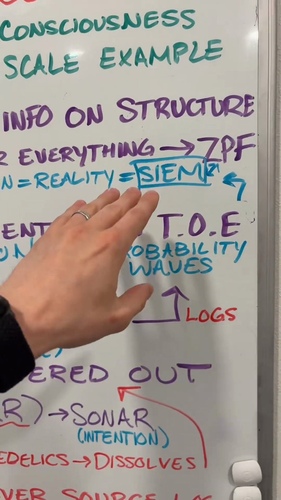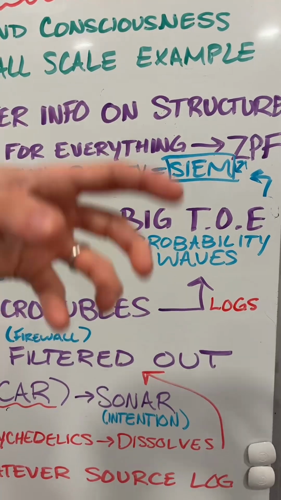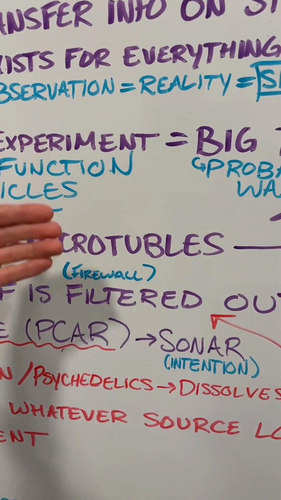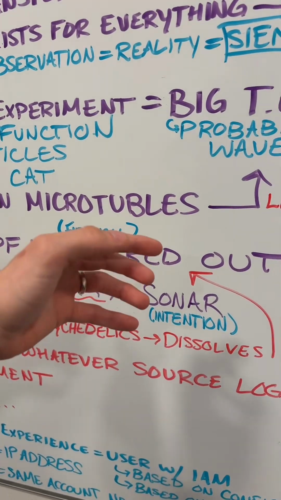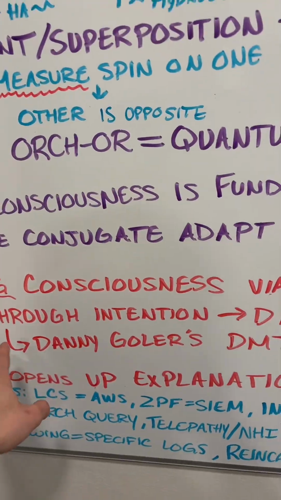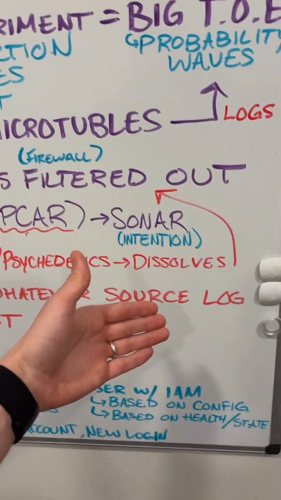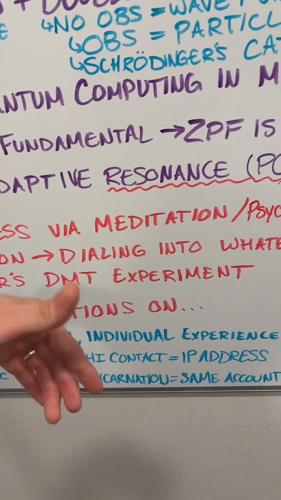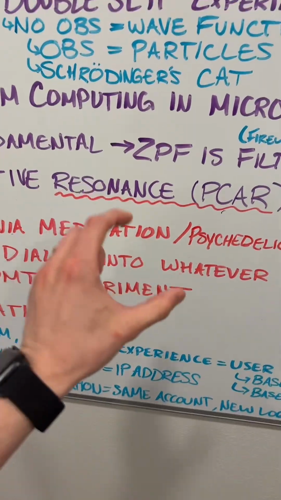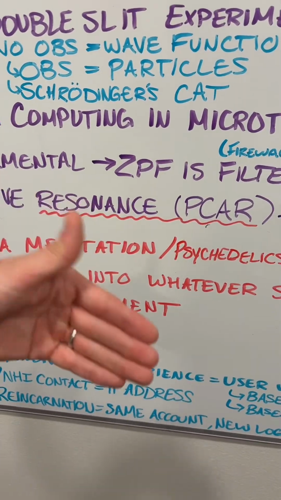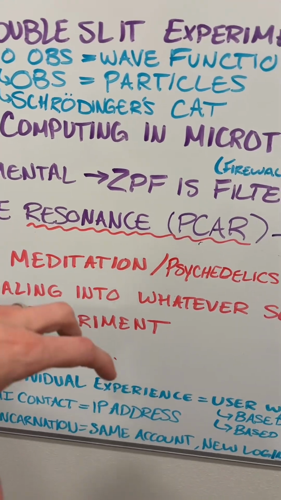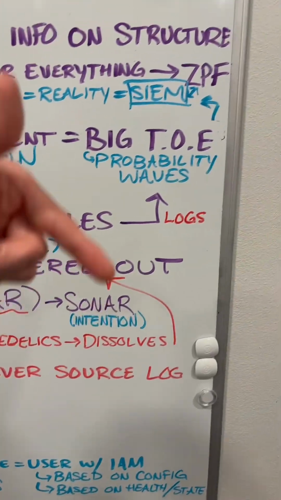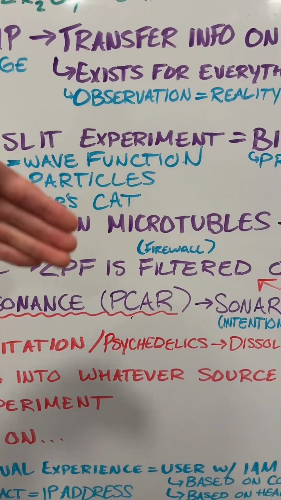If you're thinking about it as a SIM, a log aggregator of every conscious decision or observation, you can also think of this filter as a firewall, which has different configurations based on your state. And if you think of this PCAR, then you can think of the sonar that you're putting out as intention. And through intention, you can dial into whatever source log you're looking for. Now, Danny Goller did an experiment where he would give people DMT and they would look through this laser on different materials, and each specific material, as people would report over and over and over again, had the exact same source code, which you could allude to as the source, and whenever it's observed or changed, it would send a log to the SIM, which you could access through the ZPF when in higher states.